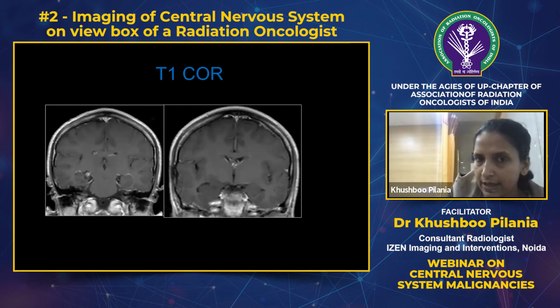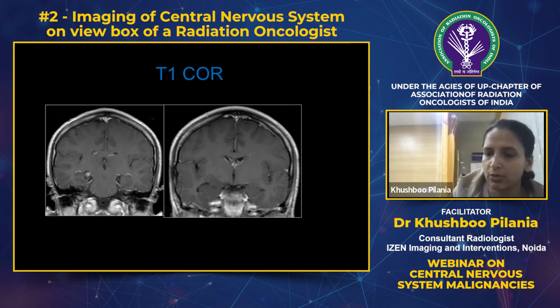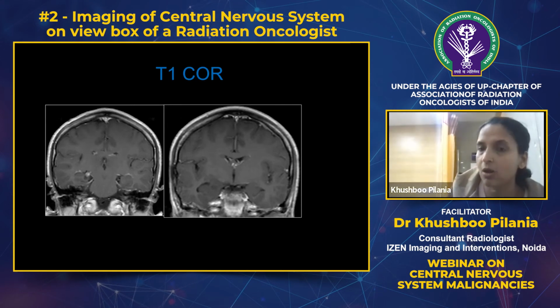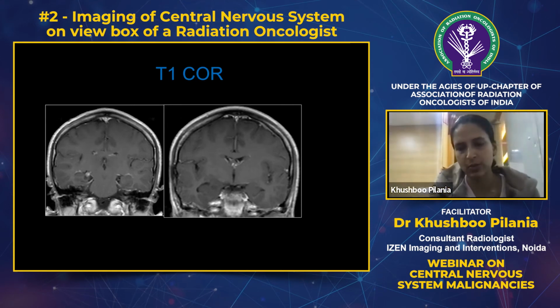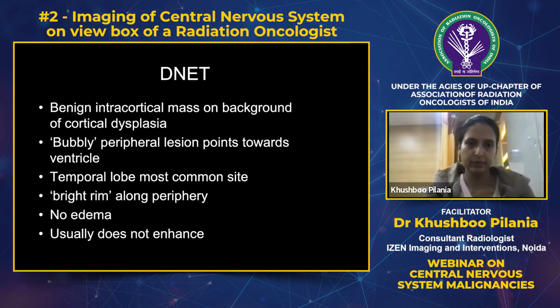Anything which is not enhancing is not so aggressive. Though, of course, the astrocytomas also do not enhance, but the ones which are not enhancing are the low-grade astrocytomas. So I'm not saying that brain tumors always enhance. All I'm saying is that a brain tumor which does not enhance is not as aggressive as the other tumors which enhance. So DNET, as I said, is a benign lesion. It has a bubbly appearance. Temporal lobe is the most common site.